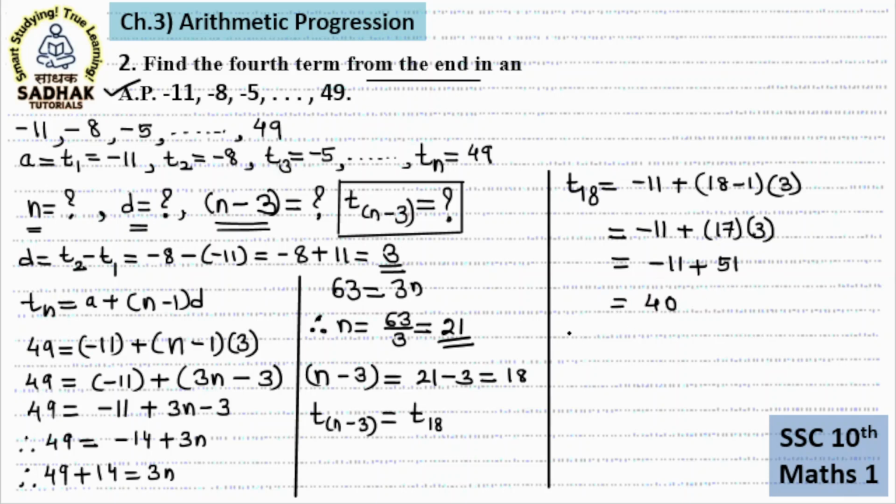So the fourth term from the end is 40 in this particular AP. So that is our answer. Let us go to the next sum.